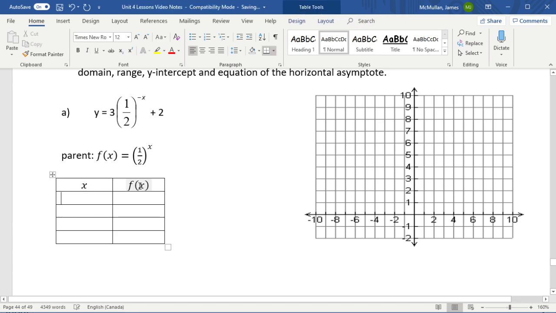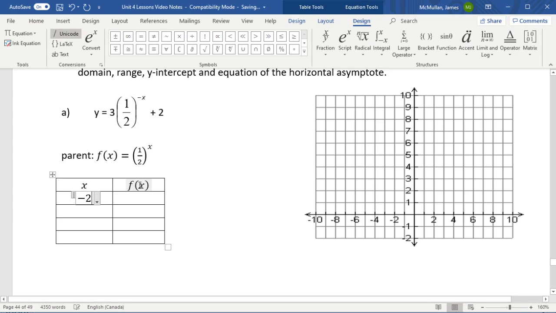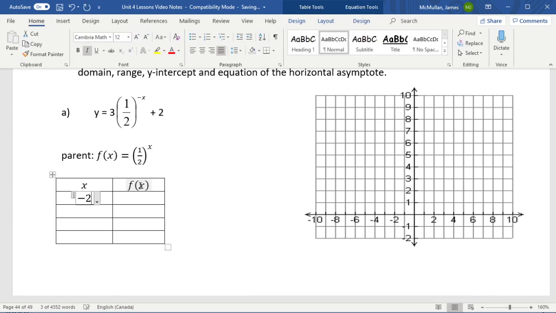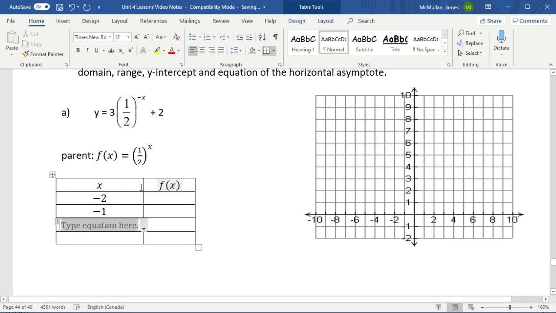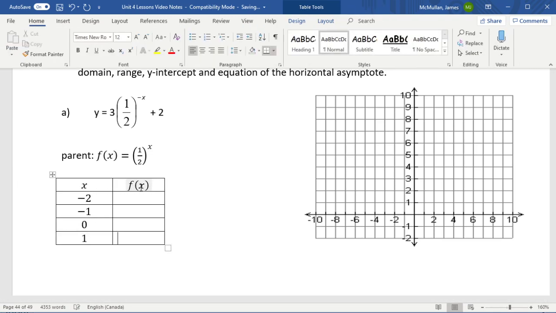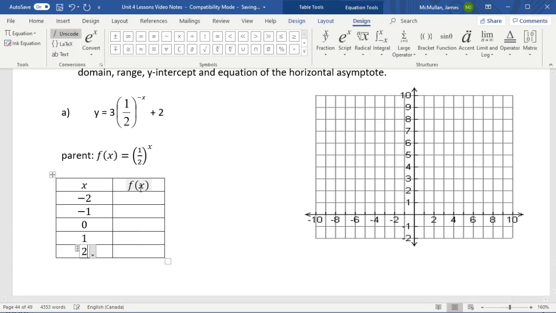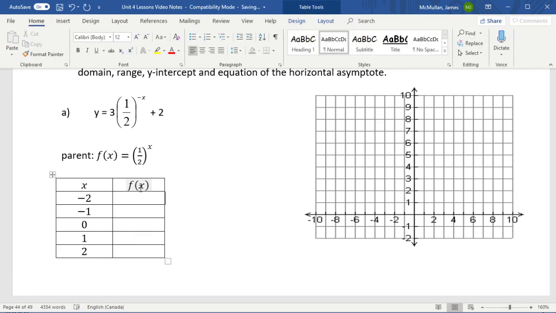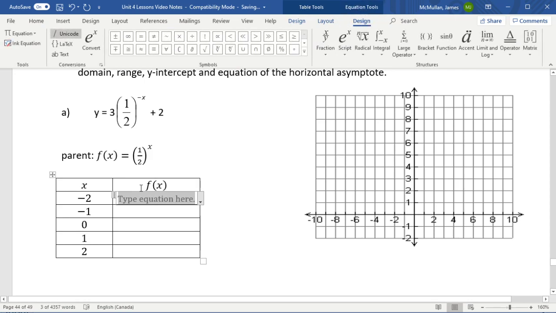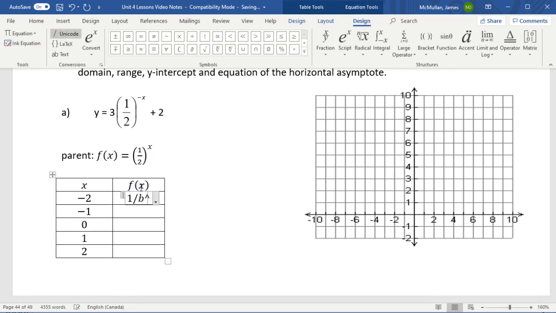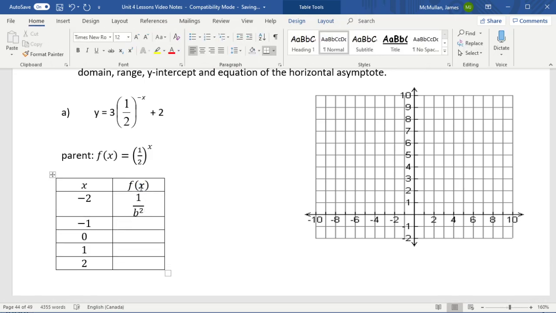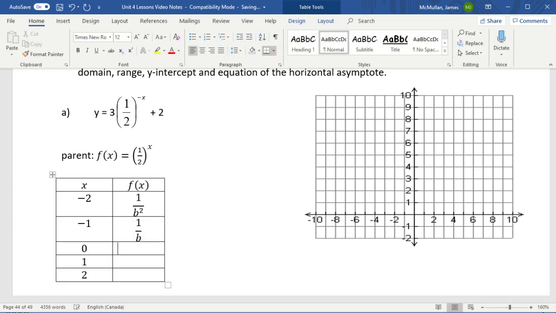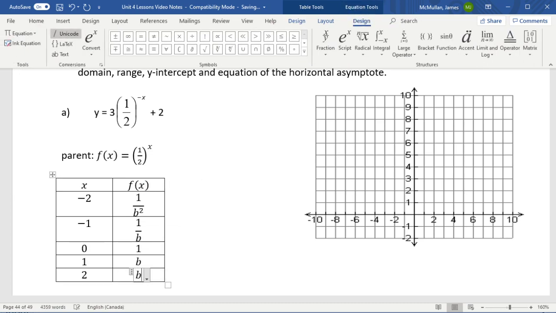Okay, now my parent function, right? Here's the trick to how you make the parent function. Okay, x is -2, -1, 0, 1, and 2. Okay, so no problem there. Now f is 1 over b squared, then 1 over b, then 1, then b, then b squared.